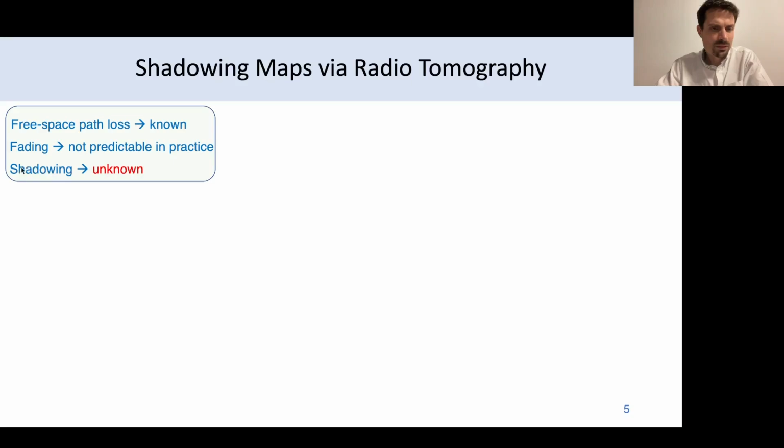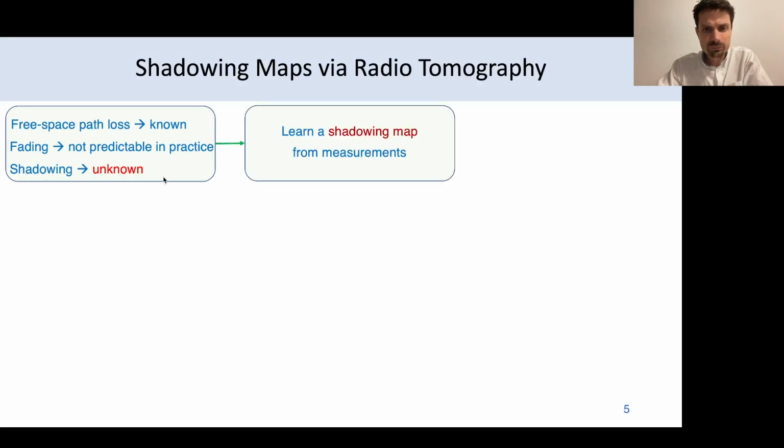Finally, we also have the shadowing component. This is caused by obstructions. So this component is what we don't know in practice, but we can predict if we have some measurements. So this is precisely what radio maps can do. We can learn the shadowing from measurements. Then if we want to recover the actual gain, we just add the free space loss.